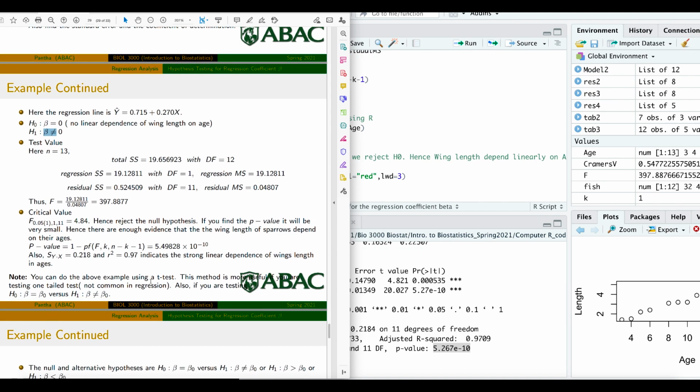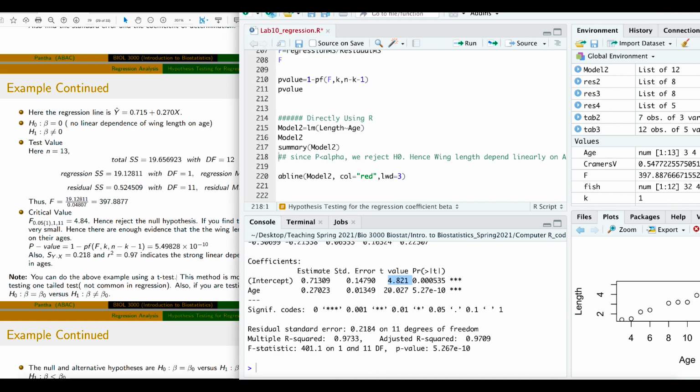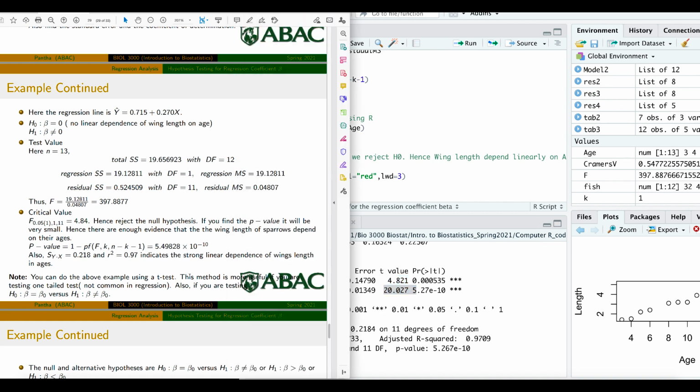You can do the above example using the t-test. So there is another way, using the t-test. This method is more useful if you are testing a one-tail test, because the F test method is used for the two-tail, but if you have to use the one-tail test, which is less common, that's why I didn't show an example on this. In that case, it is easier to use the t-test. I think it is showing the t value as well there. Okay, guys, and the t critical value, or the test value, when you use the t-test.